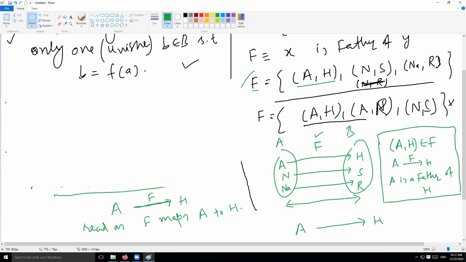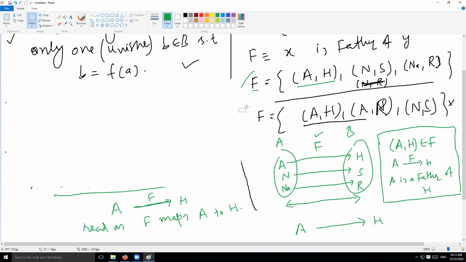Anyone? Sir, sir. Second question, in the example, A comma H and A comma R. Isn't it possible that one father has two sons? Absolutely, it is possible. As I said, sometimes a many to one relationship makes sense, but a function is really a one to one relation. It could be one to many, it could be many to one. Physics has the price 100 and biology has a price 100, so multiple books can have the same price, but for one book you can't have two prices.